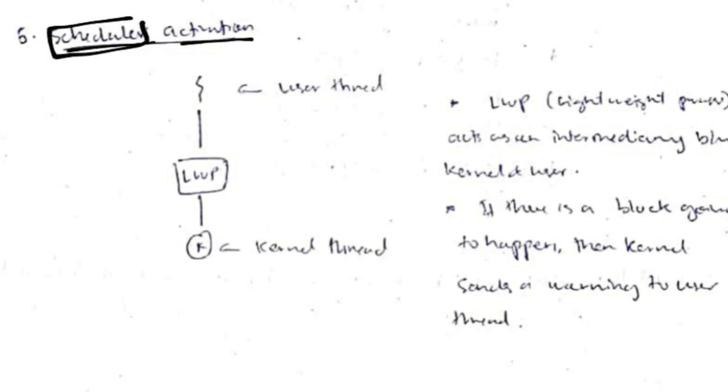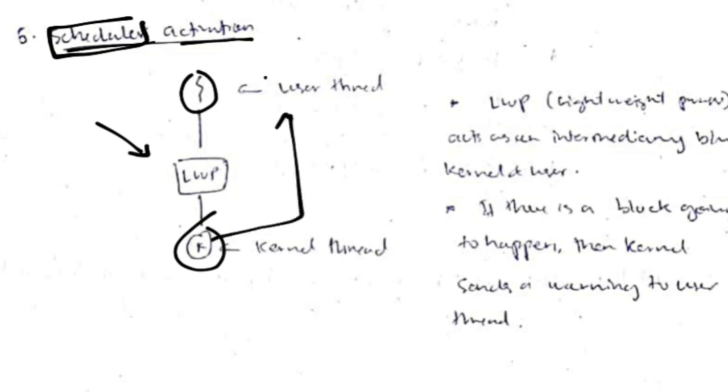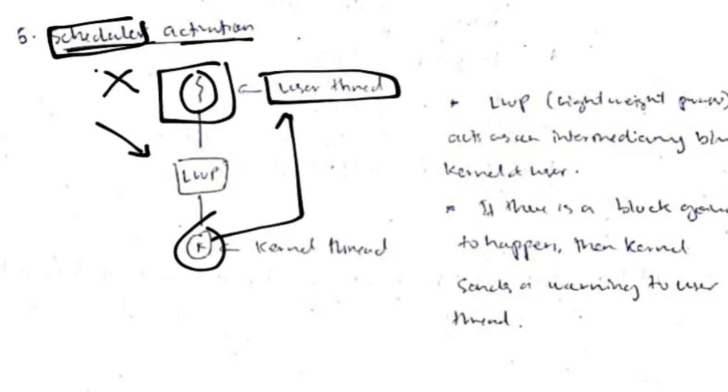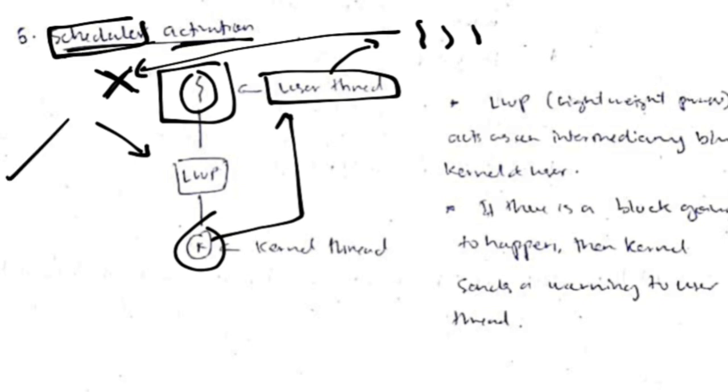Scheduler activation means if a user thread is accessing the kernel thread and an error is going to happen, the kernel should inform the user thread that an error is going to happen, so that it can make some arrangements to avoid loss of data or damage to the software. In that case a user thread can allocate other threads for the rectification of the error which is going to happen, and the program will flow smoothly. That's known as scheduler activation. And to facilitate the communication between the user thread and the kernel, an LWP is used, which means lightweight process.